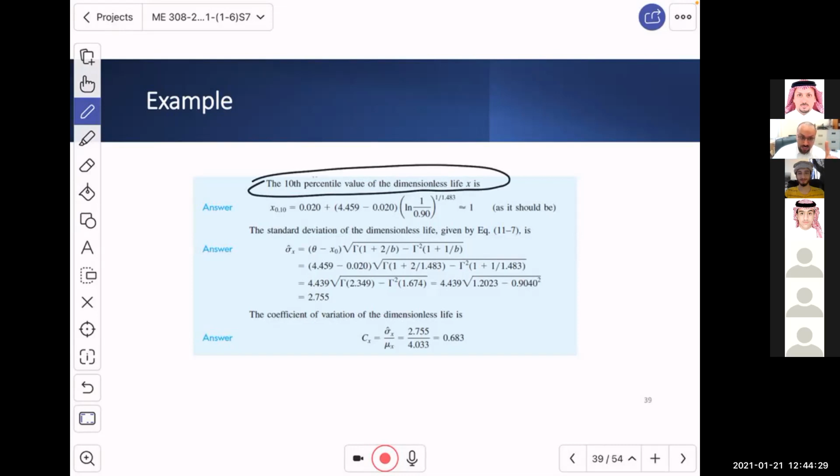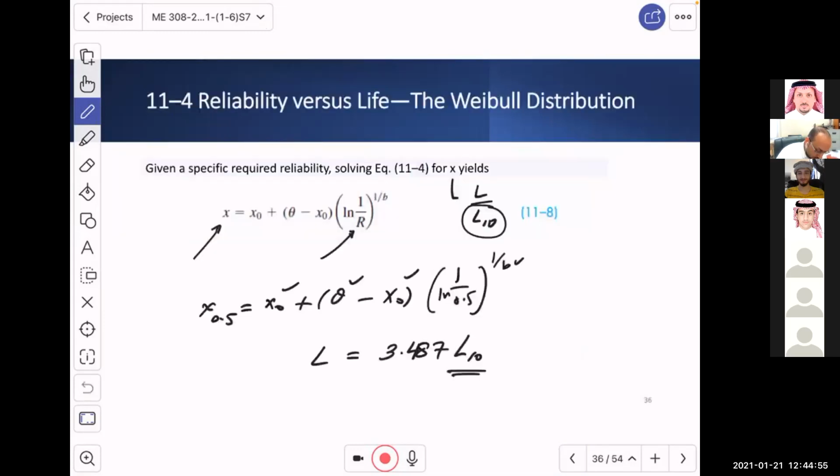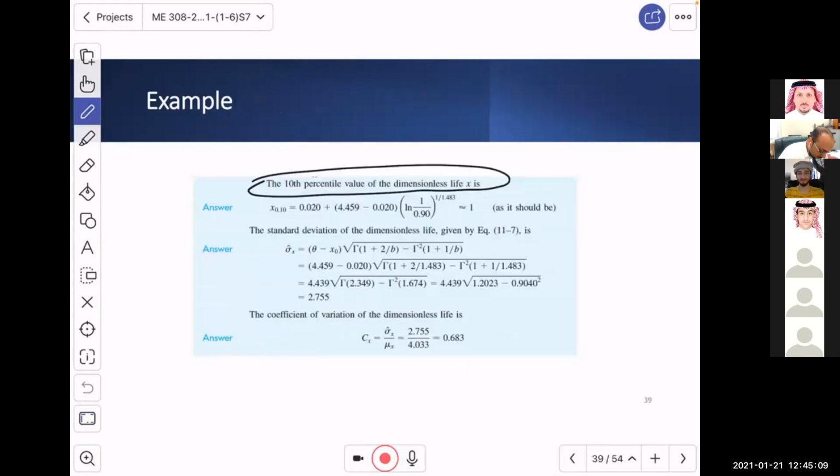Now, what happens if we find the dimensionless life measure X for 90%, for the 10th percentile? The 10th percentile is for the failure. So what is the reliability? 90%. So I should go back to the equation, and in here I put 90%. Correct? Yes. Okay, good. Now, if I do this, what would I get?